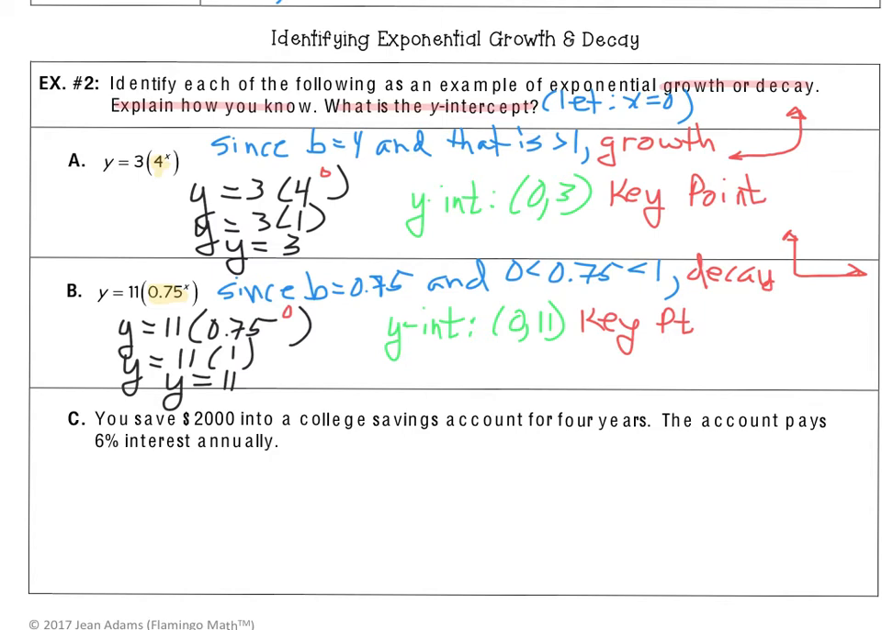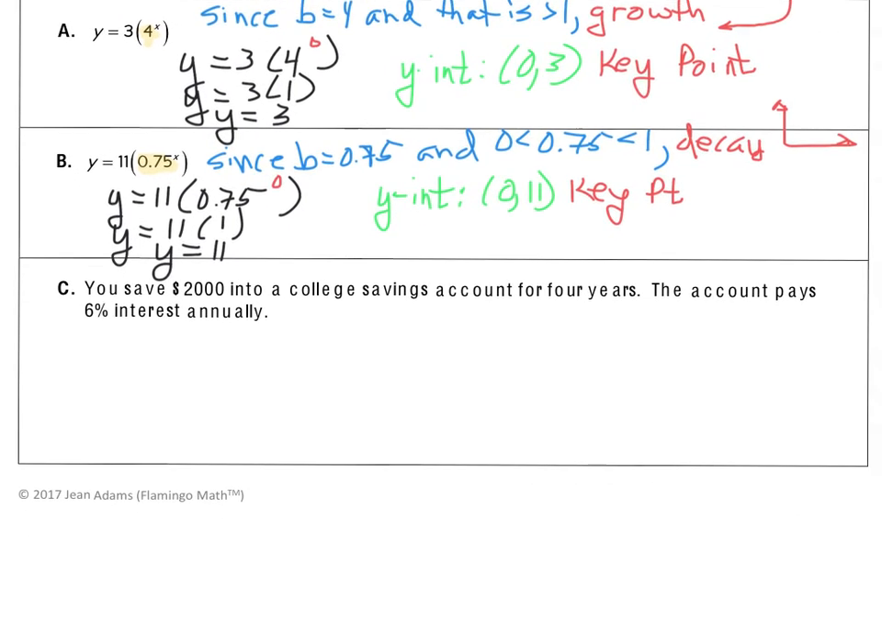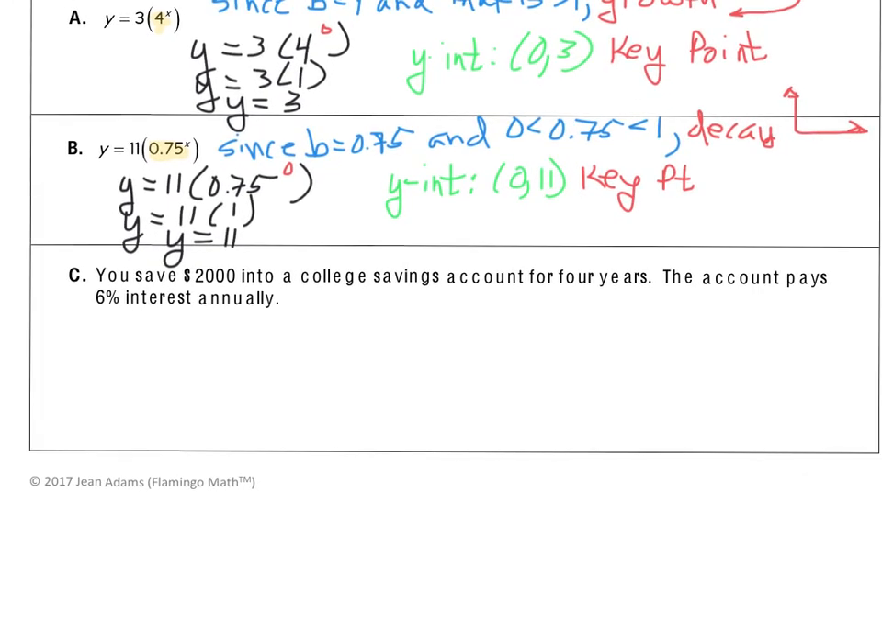All right, so part C, a little bit more intricate. I'm going to move this up a smidge. So you saved $2,000 into a college savings account for 4 years. The account pays 6% interest annually. So your base is going to be your investment, whatever that was, plus 6% because the account pays 6% interest. This is what you ended up with.